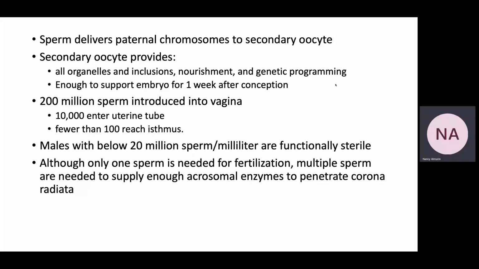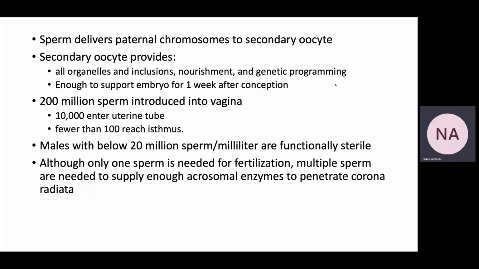So the sperm delivers paternal chromosomes to the secondary oocyte. So you end up with a diploid cell. The secondary oocyte will provide all the organelles and inclusions that are needed, the nourishment and genetic program enough to support the embryo for a single week, or 1 week after conception.